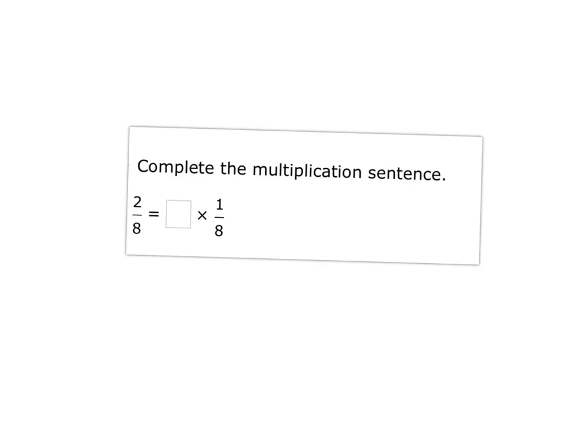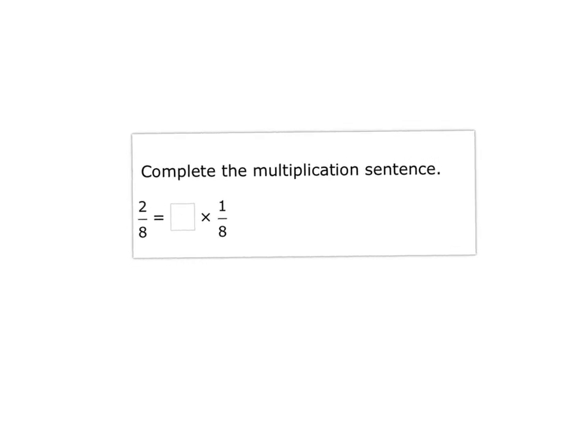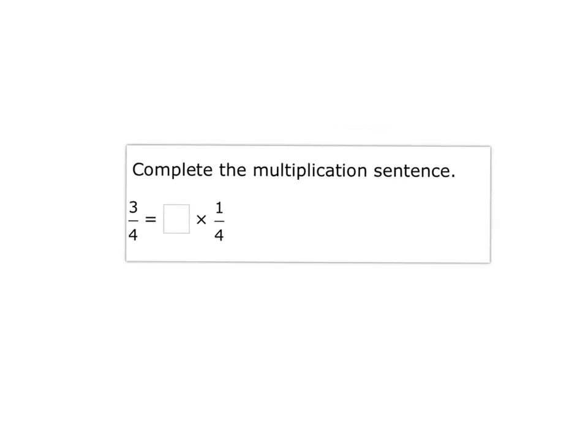All right, you've got a number sentence, and your job is just to complete it. So the answer is 2/8. How many times do you have 1/8 to get to 2/8? Well, you need 2 of them. How about this? To get 3/4, how many 1/4 do you need? Well, you could do 1/4 plus 1/4 plus 1/4, and that will give you the 3/4. How many times is that? 1, 2, 3.